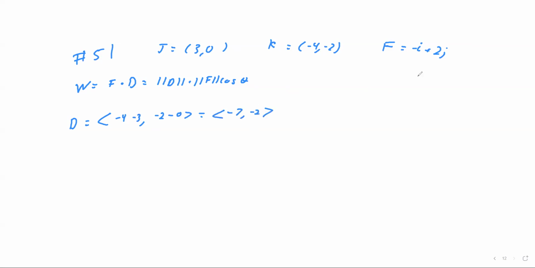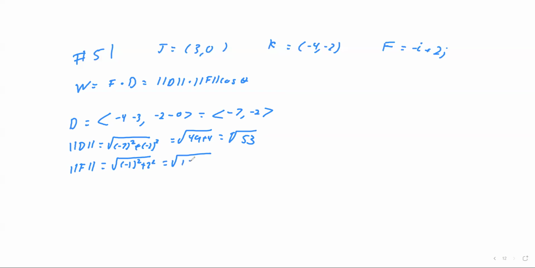Now that you have a vector D and you technically have a vector F, we can work these out. So the magnitude of D would be -7 squared plus -2 squared. So 49 plus 4, which is the square root of 53. And then the magnitude of F would be -1 squared, remember, there's not a number there, it's an imaginary 1, plus 2 squared. So you get 1 plus 4, which is the square root of 5. Now that you have everything you need, you really just need theta. So you need to find the angle between these. To do that, we just do cosine inverse of the dot product of D and F.